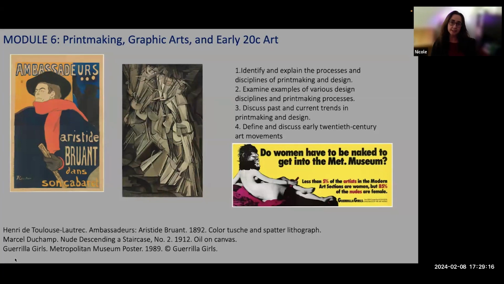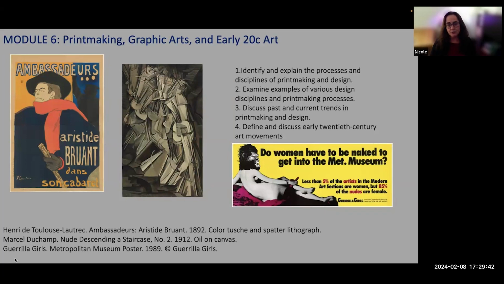Okay, so art in context. Our objectives at the end of this chapter. Okay, so this is important. You want to be able to identify and explain processes of printmaking and design. So we're going to look at a few different processes, take notes about how they're different from each other. We want to be able to see what makes them different from each other and also understand how the steps and the materials are slightly different from each other.